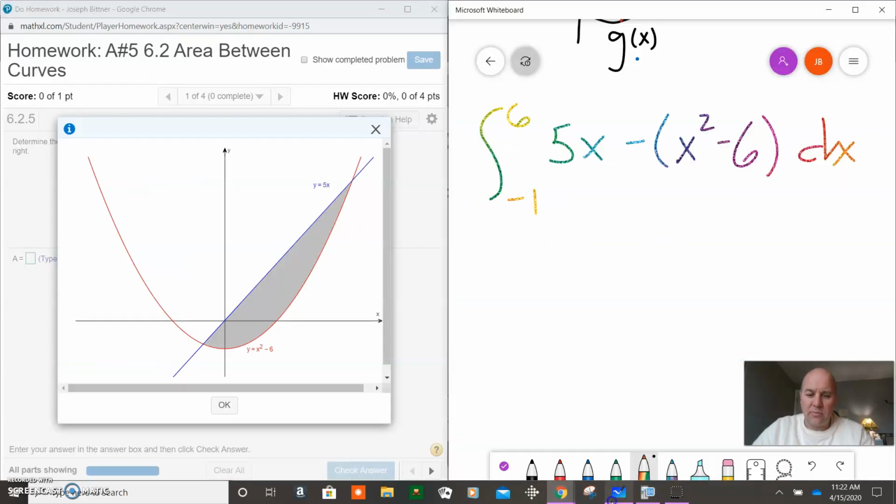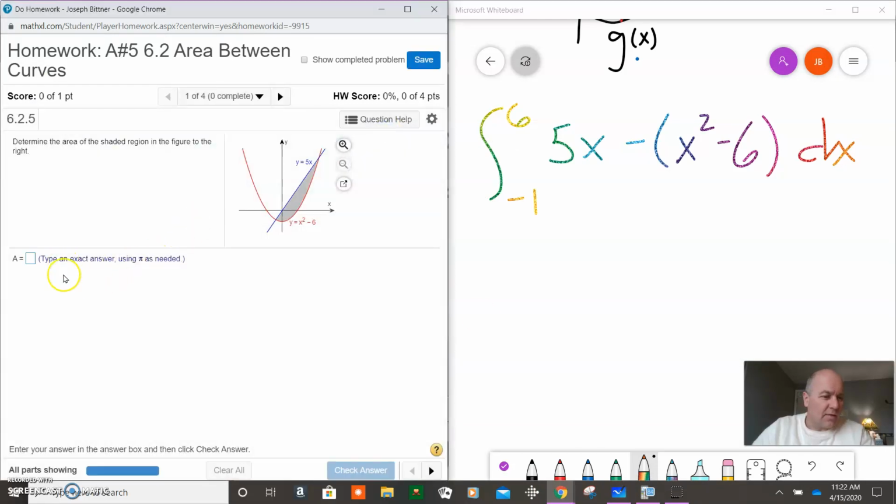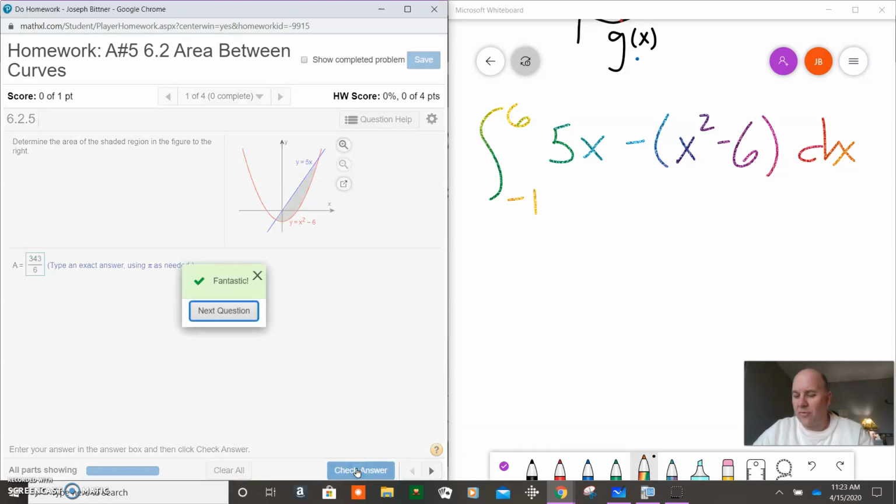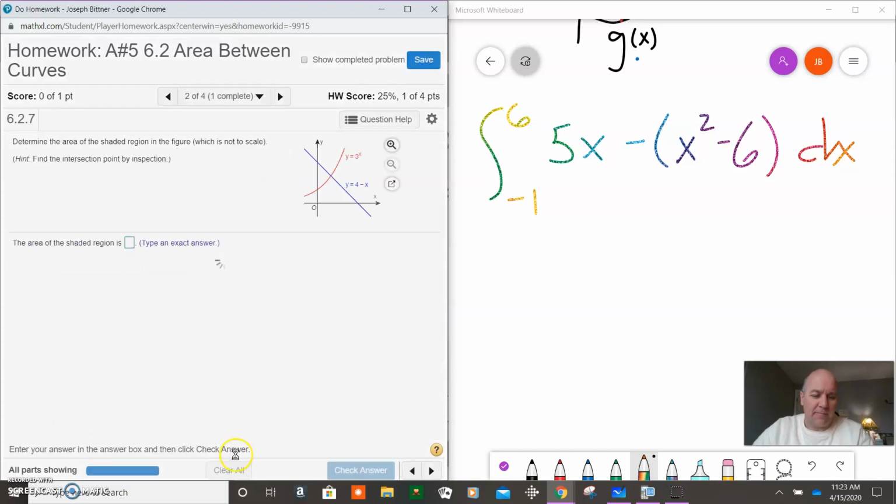So if I go back to my answer here, I've got a lot of screens going on. They want an exact answer, even when using pi. So in this case, the fraction is going to be 343 over 6. Check answer, perfect. And again, you just have to memorize that it's the top function minus the bottom function. Just make sure you get the constraints from left to right. Use your graphing tool and it will help you out with everything.